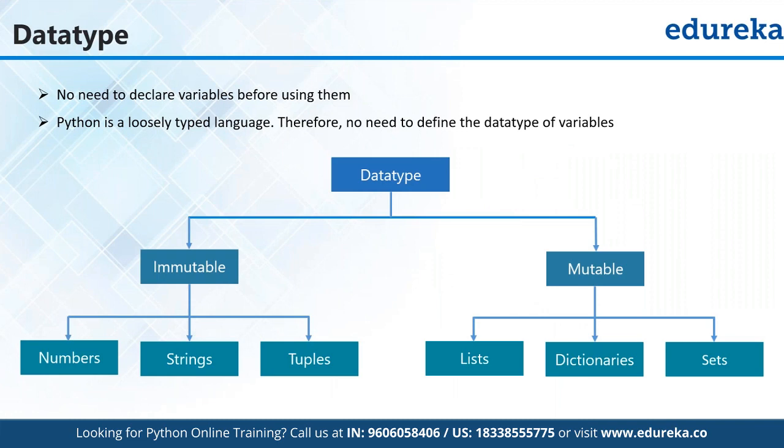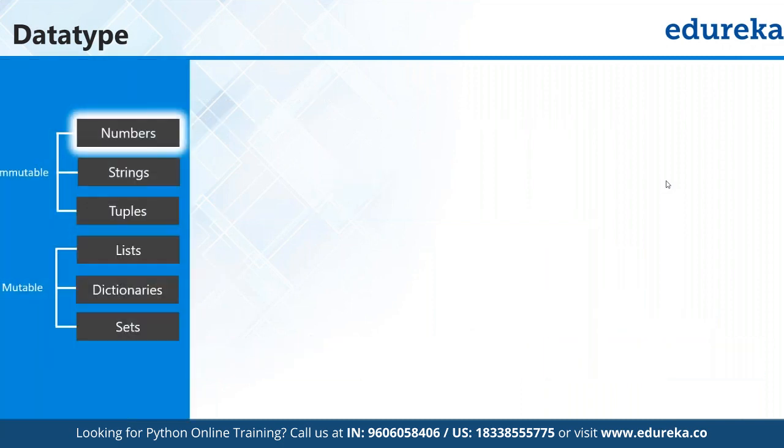Here we have the same concept as in Java. We have immutable objects, and then we have mutable data types available. In immutable we have numbers, strings, and tuples, whereas in mutable we have lists, dictionaries, and sets. Now, in terms of immutable objects, first of all we have numbers.